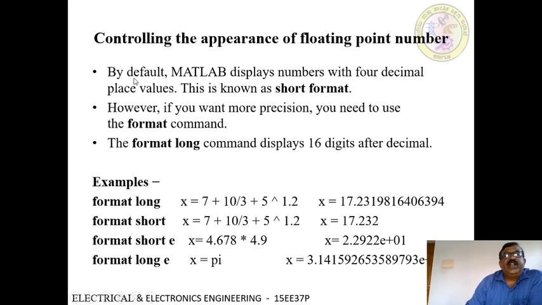By default, MATLAB displays numbers with 4 decimal place values. This is known as short format. However, if you want more precision, you need to use the format command. The format long command displays 16 digits after the decimal. So here are some examples. Format long, this is the equation, and the answer will be displayed like this. Here there are 13 digits after the decimal point.